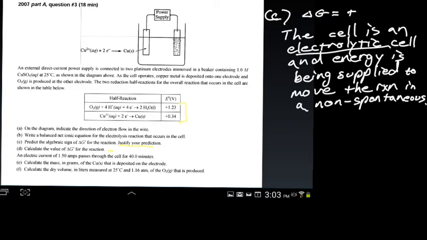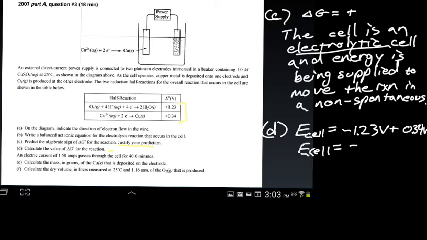Then in part D, they actually want us to calculate it. And to calculate it, you're going to need to find out E cell. And for reasons that we said in part A, we need to reverse the voltage of the oxygen reaction. So it's going to be negative 1.23 volts plus positive 0.34 volts. And when we do that, E cell is going to equal negative 0.89 volts, as it should, because it's an electrolytic cell. It's negative.